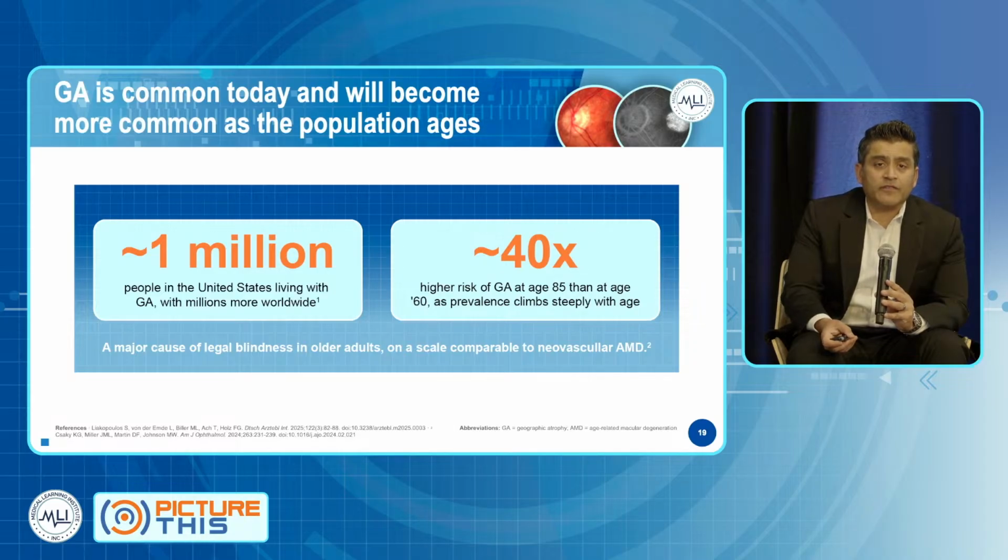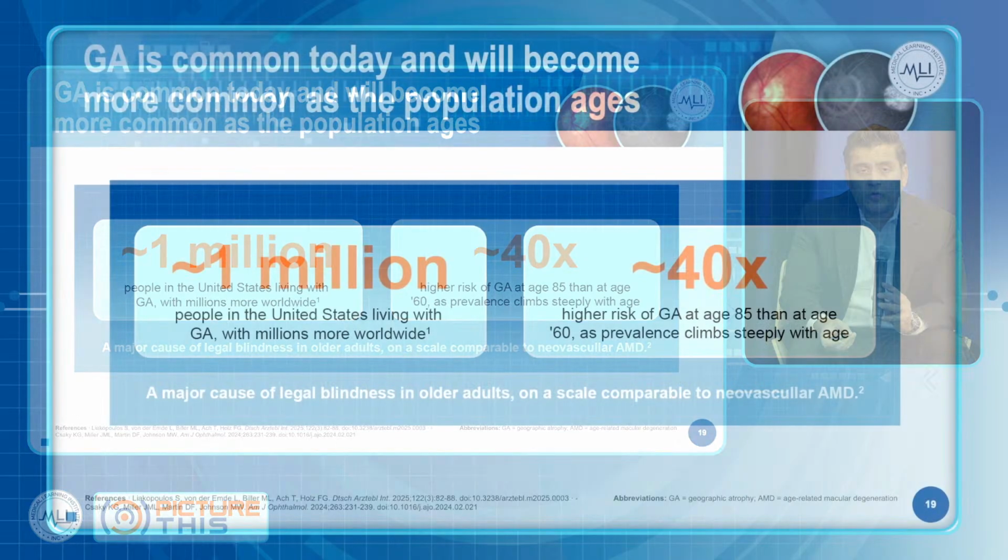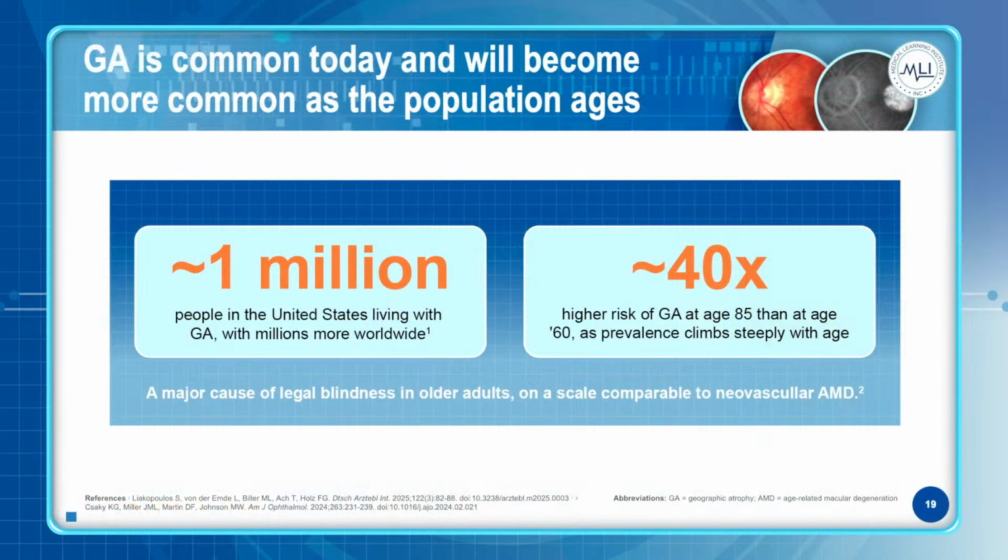So why is it relevant? Because GA is common. It's more common than we think. And as we get older, the rate of GA goes up. And we know that more and more of our patients are living longer in this age. So we have about 1 to 1.5 million people in the United States living with GA, with millions more worldwide. So it's a common problem that we see in our clinic. It's one of the most frustrating problem we had before the approval of the complement inhibitors to slow down the progression.